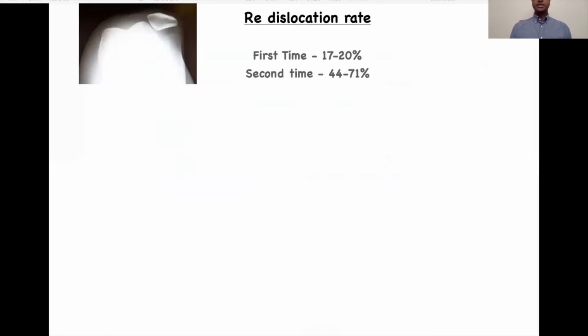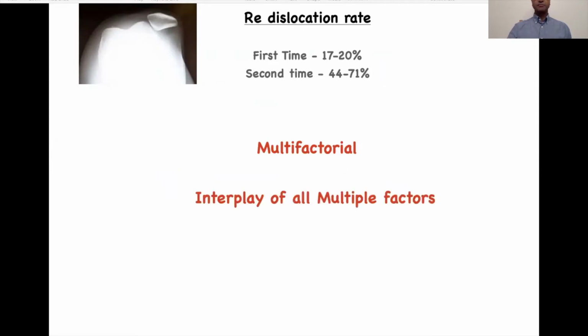The redislocation rate after the first-time patellar dislocation is up to 20%. And once the patella has dislocated a second time, the redislocation rate can be as high as 71%. Recurrent patellar instability is multifactorial, and it is the interplay of all these multiple factors that causes patellar instability. And therefore, it is really important to understand the biomechanics of patellar mobility, patellar stability, and what pathological structures will cause that patellar instability, and therefore appropriately treating patellar instability.